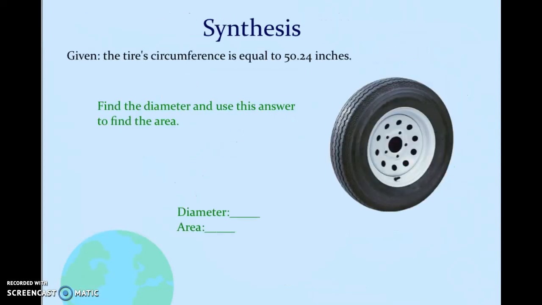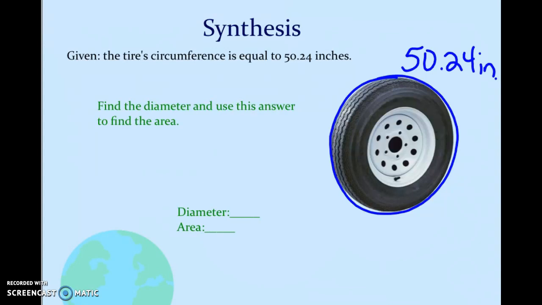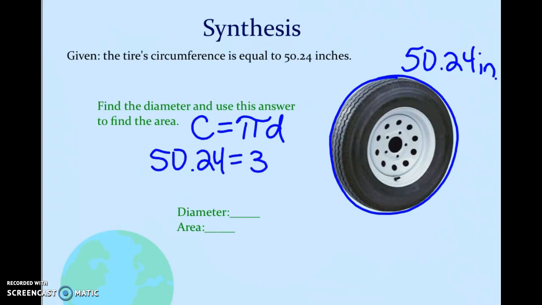Okay, I think we're going to skip those. So let's see here. We have to find the diameter after we're given the circumference. So the circumference of this tire is 50.24 inches. And the question is, find the diameter and then find the area. So let's see, what's our circumference formula? Circumference equals pi d. Well, it gave me the circumference, but it did not give me the diameter.